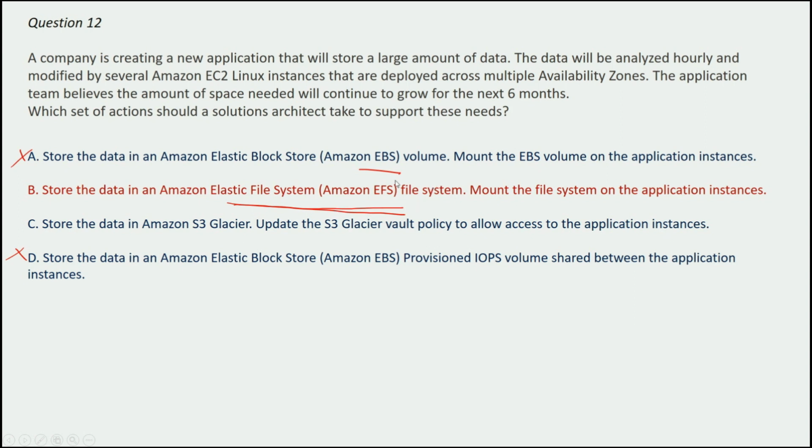So the limitation of EBS that it can't span across the multi-availability zone is the limitation here, and the advantage with the EFS that it can be flexible and it can scale as per the usage, and you pay for that you actually store, and it can span across multiple availability zone. Due to all these reasons, option B will be the correct answer here.